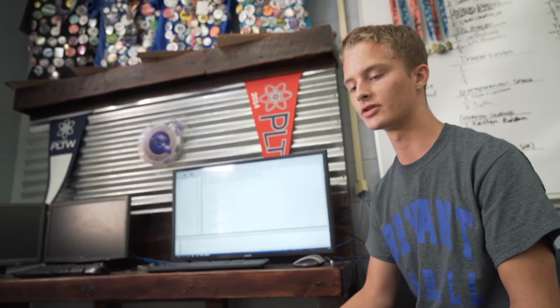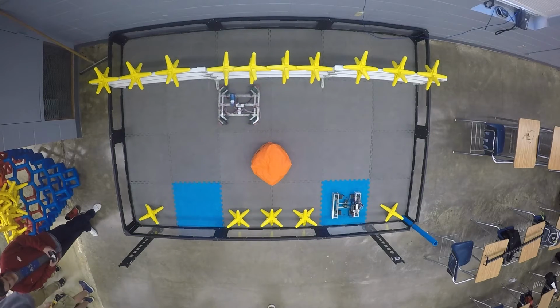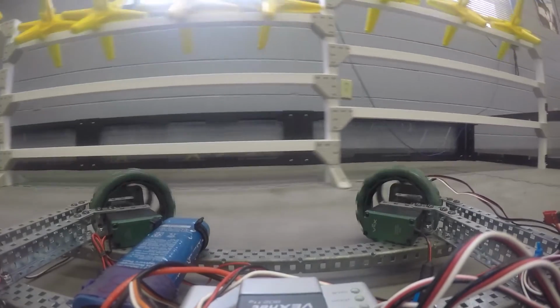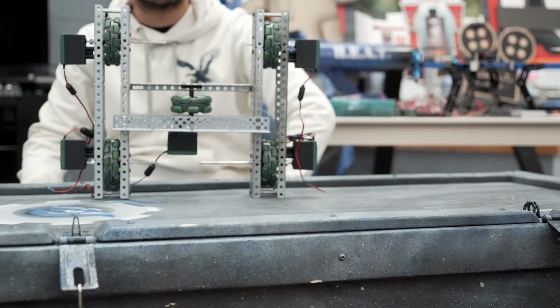So we have two basic drives for this challenge. One of them is an H drive, one of them is a holonomic drive. They both perform the exact same function where they can either move forward or straight, side to side, or they have zero turn capabilities. So effectively they can translate across the field while maintaining a forward position. They're both pretty good at what they do, but the H drive has some advantages the holonomic doesn't.